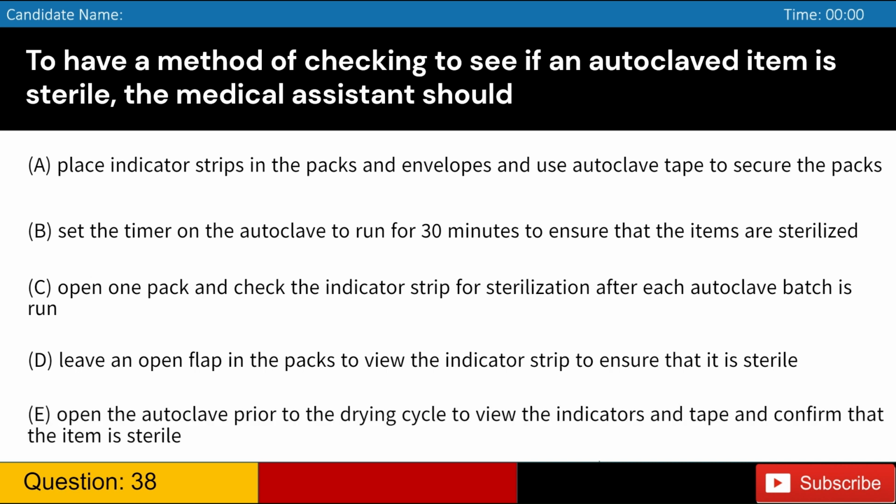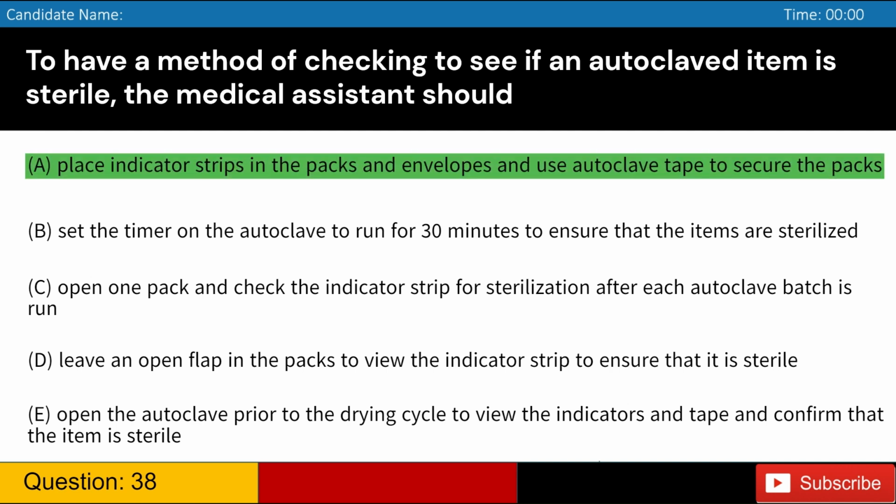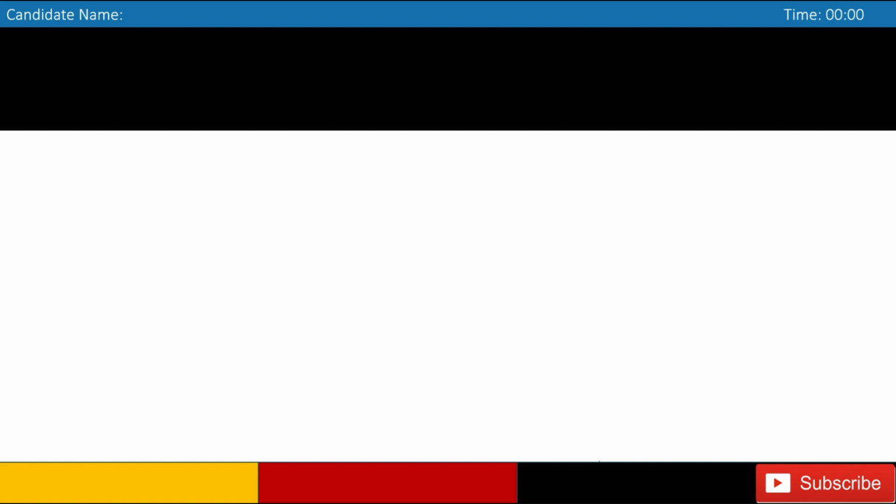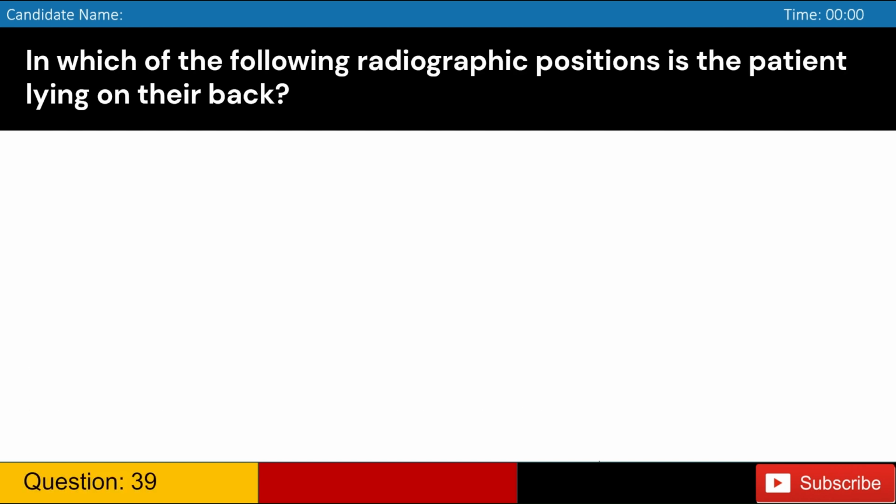E. Open the autoclave prior to the drying cycle to view the indicators and tape and confirm that the item is sterile. Answer A. Place indicator strips in the packs and envelopes and use autoclave tape to secure the packs. In which of the following radiographic positions is the patient lying on their back?